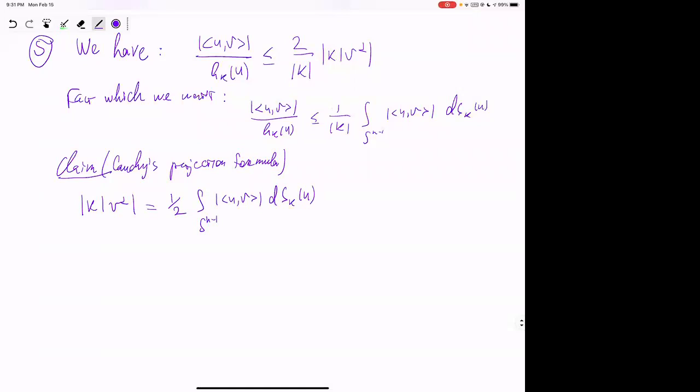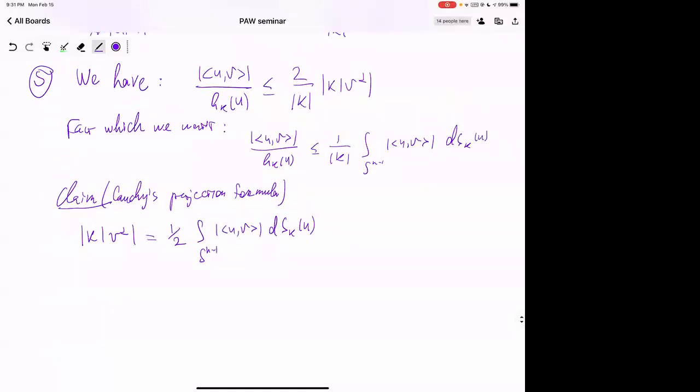So do you agree that if I convince you that Cauchy's projection formula is true, we are done with the proof of the theorem? Yes? Does someone agree? No? Yes, Galyna. Yes, thanks. Okay, so how do we prove it?